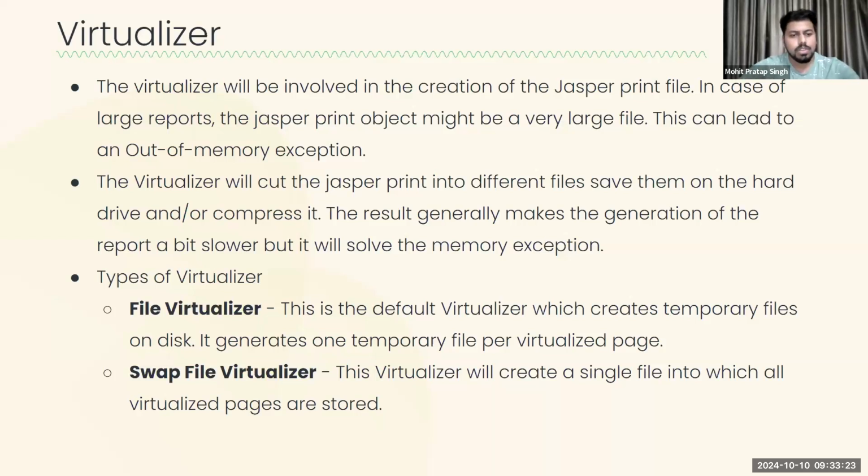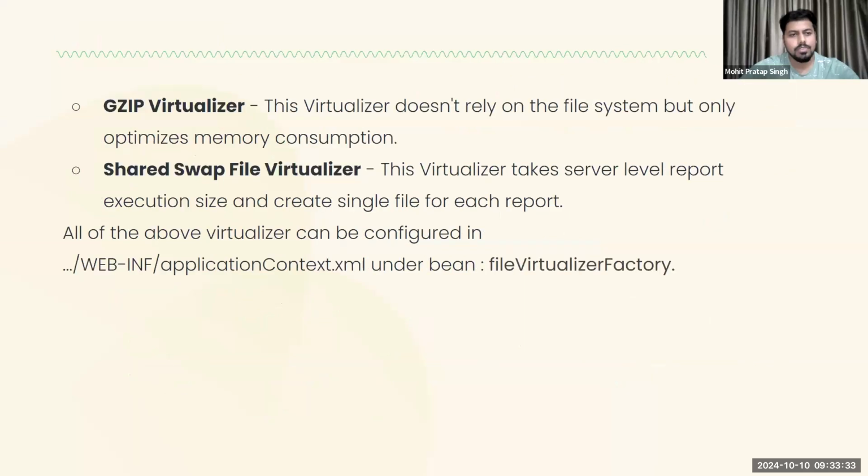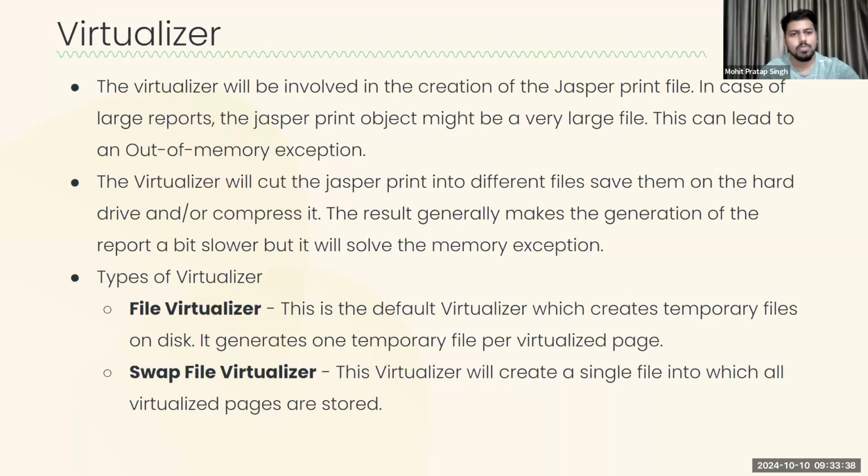Talking about the types of virtualizers, we have 4 different types. The default one is set as file virtualizer. Then we have swap file virtualizer, gzip virtualizer, and shared swap virtualizer. The file virtualizer converts each individual page of a JasperPrint object to a single virtual file. So if you have a report of, let's say, 1,000 JasperPrint pages, it will create 1,000 virtual files. While in the case of swap file virtualizer, a single report will generate a single virtual file.